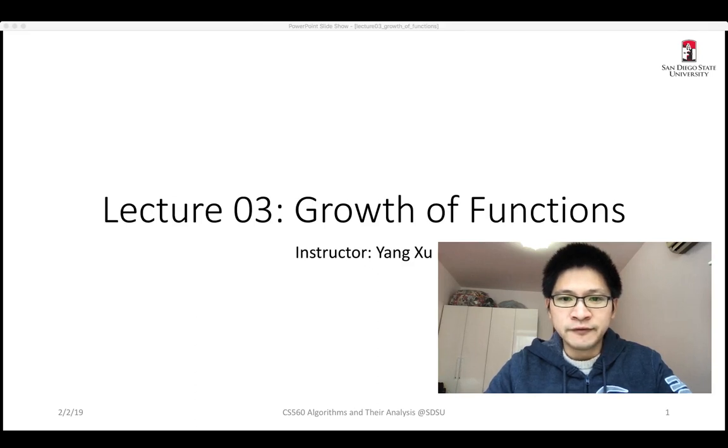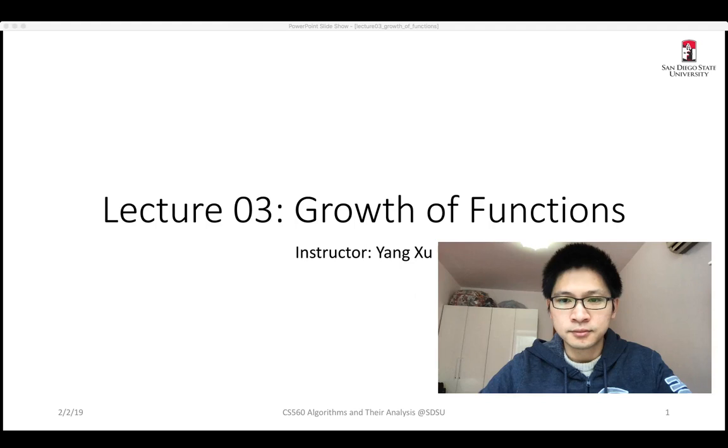So I believe we already used the theta notation to describe the running time of insertion sort and merge sort in our last lecture. And today we're gonna first give the formal mathematical definition of these notations. And on Thursday's lecture, when I come back to the classroom, I will give more concrete examples using the notations.